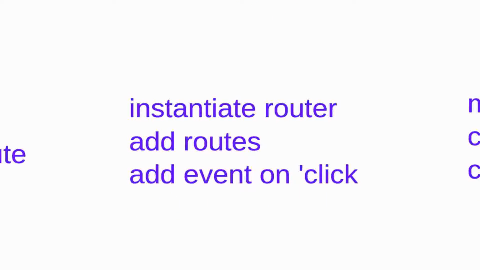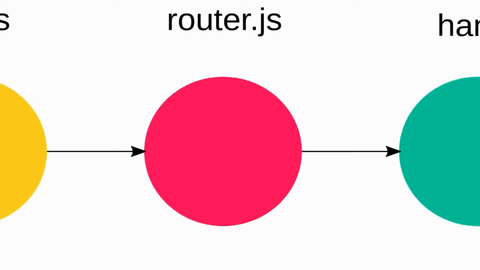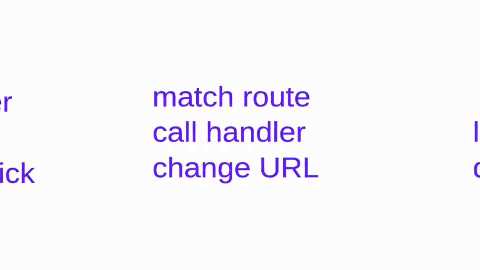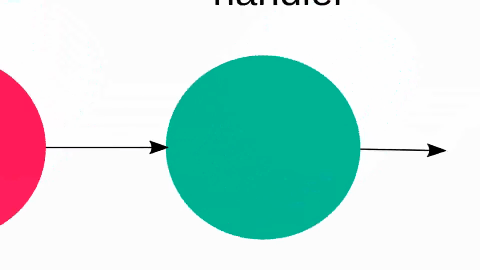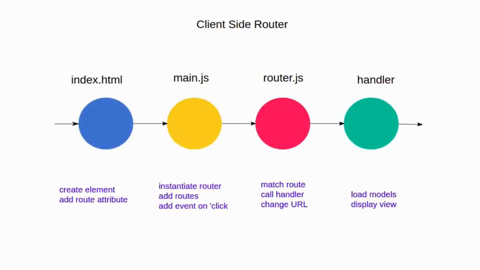We'll create some HTML elements with a route as an attribute. We'll instantiate a router and add some routes to it. We'll add a click event listener to route-attributed elements. We'll match the route and call its associated handler function. We'll change the URL based on the history API or hash fragment.